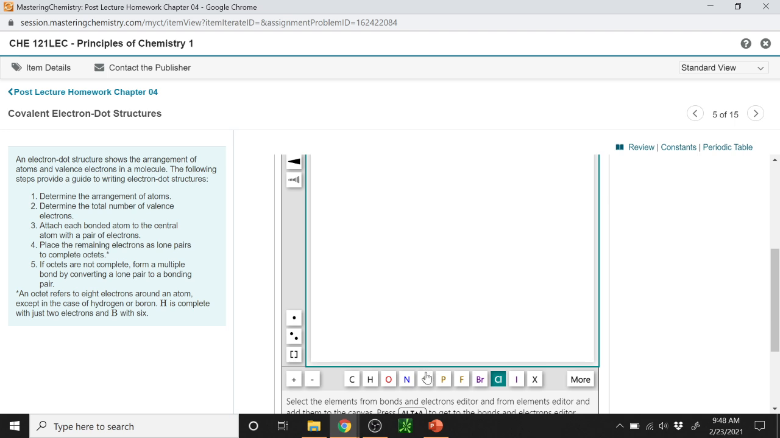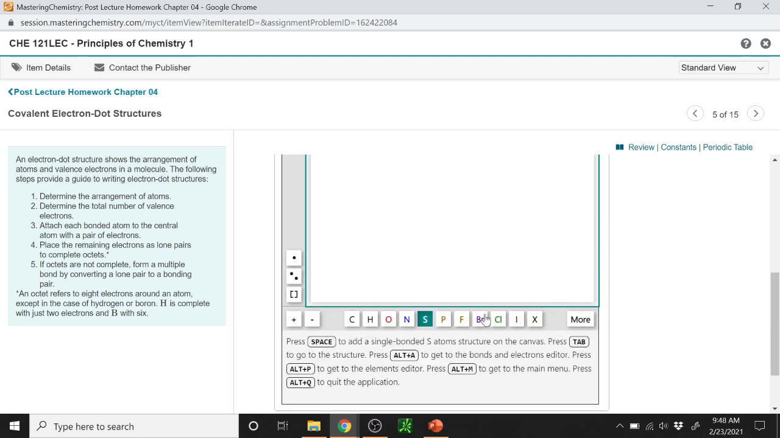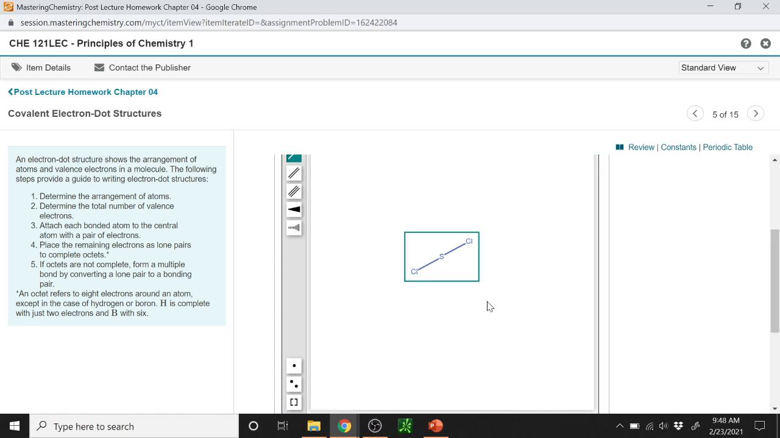I could have also, no bond selected, sulfur, put that in the middle. Single bond, Cl, click, click on that sulfur, right? I would have made my bonds off of it. Okay? You see how you can do different things with it?